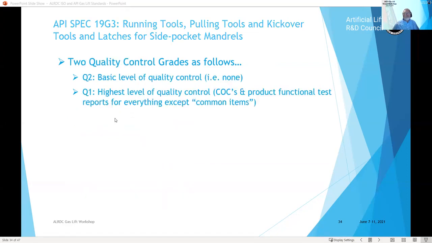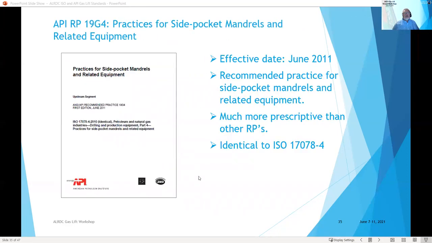Two basic quality control grades. This is for G3. Okay, for 19G4, this is an RP, a recommended practice. So this is not a mandatory item to be followed. Its effective date is June 2011, and it also is still co-branded. It's a 19G4 document and a 17078-4 ISO document.